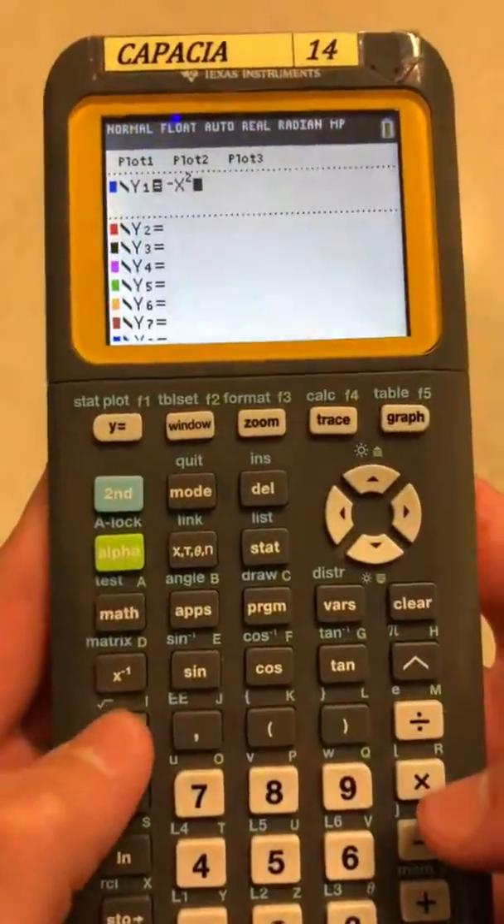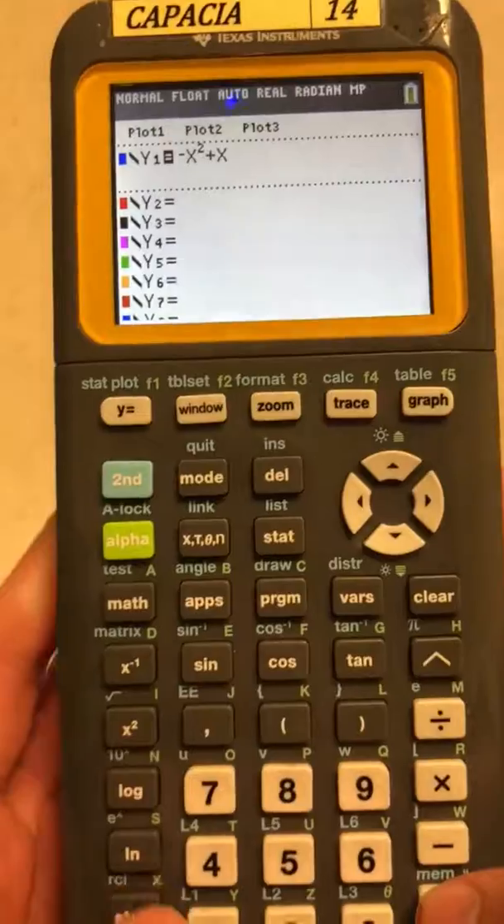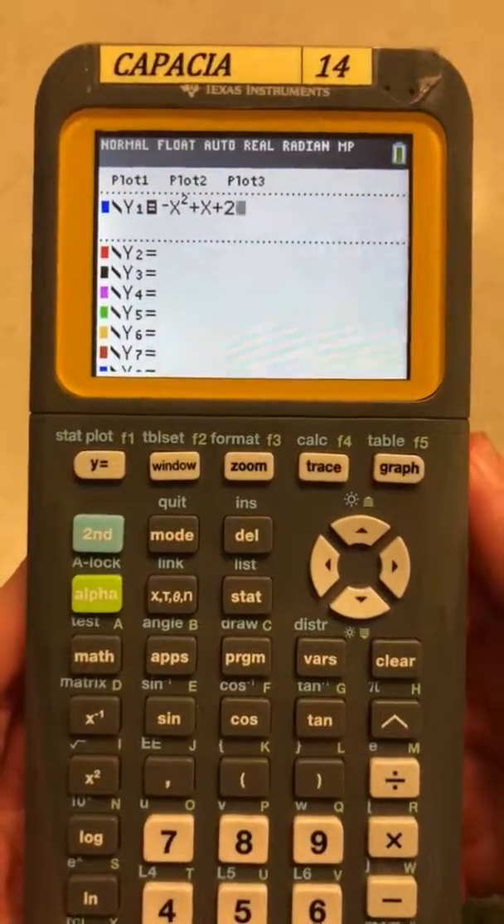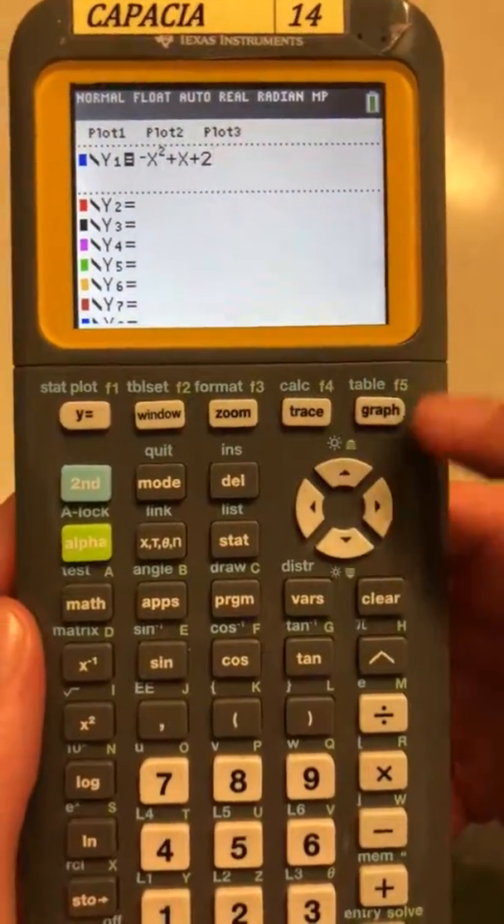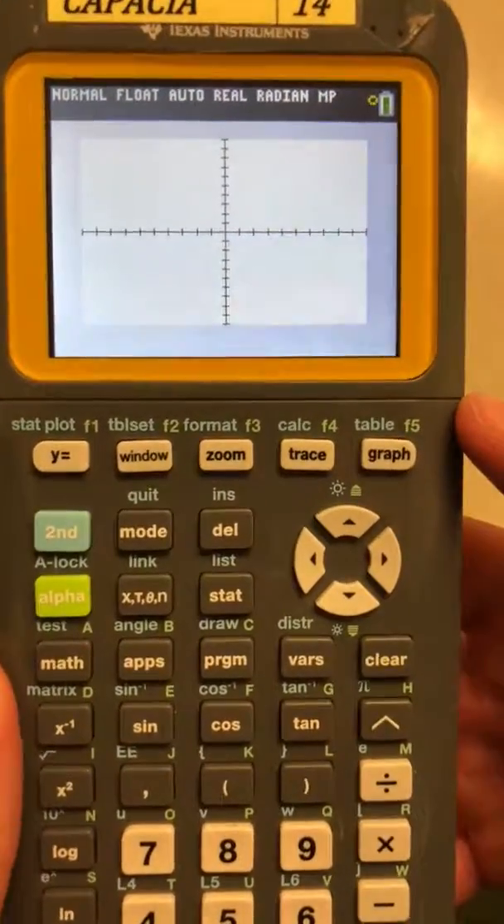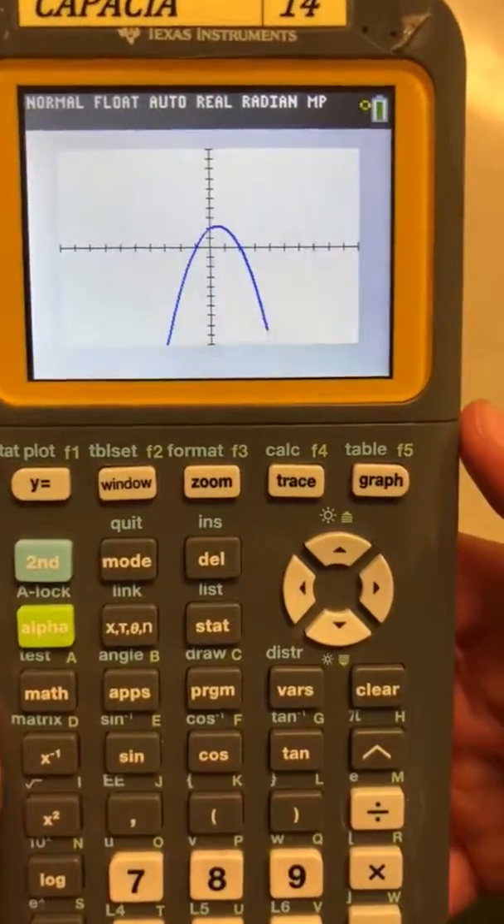So let's say you have negative x squared plus x plus 2. You can write whatever you want. And then you press graph right here, and it'll show the graph. It takes a second to process.